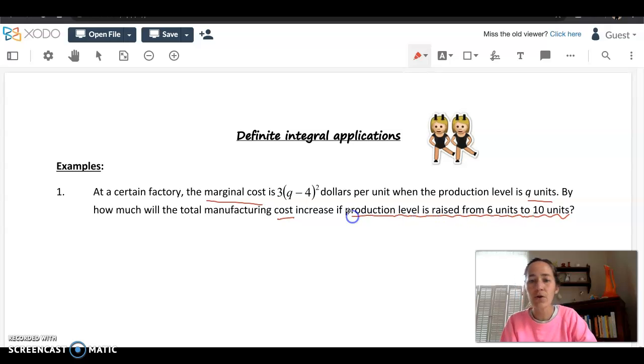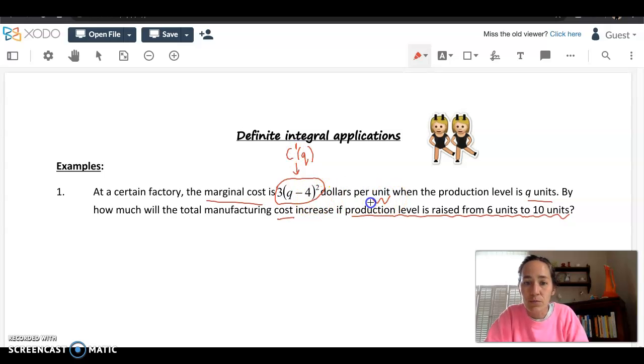I don't know if you see little hints in the wording of this problem that indicate that you're given a derivative, first of all. We should talk about that. How do we know that this isn't an original cost function? It's a derivative. Well, that's what marginal cost means. That vocab word means rate of change in cost. So if I called cost C here, this wouldn't be C of Q. This would be the rate of change in cost. This would be C prime of Q.